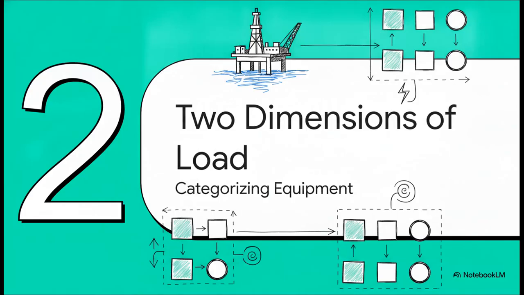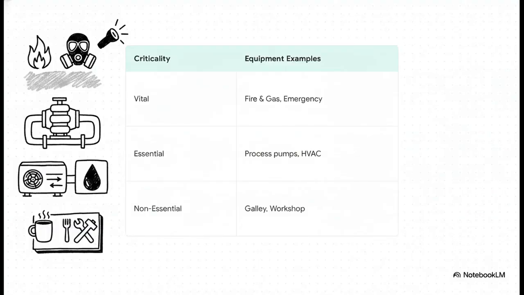Section 2. 2 dimensions of every load. Now, every single one of those loads has to be categorized in 2 dimensions. The first dimension is criticality. Basically, what happens if this machine loses power? We rigorously split this into a 3-way setup based on safety and production. First up, we've got vital loads. We're talking fire and gas systems, ESDs or emergency shutdowns, and emergency lighting. These absolutely cannot fail, ever.